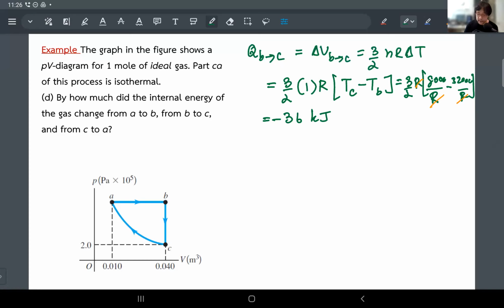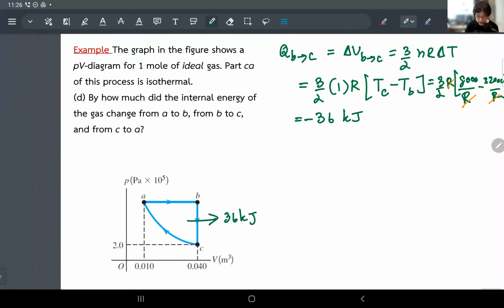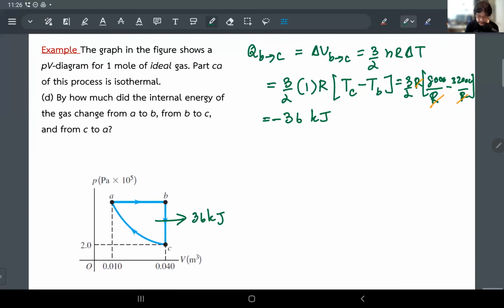So that means going from B to C, heat leaves the system. What you can draw on here is, I put the arrow out. When I say out, I'll explain more later. But it's 36 kilojoule out. And you just saw from the previous calculation that there is 60 kilojoule in right there. So get the feeling of what is going on now.